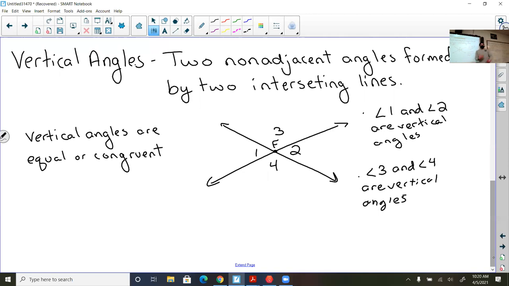So if I wanted to form some sort of relationship and I knew that angle one was 30 and angle two was negative 52x plus 75, and I said, what is angle two equal? No math involved. If one is 30 degrees, then two must also be 30 degrees because they are vertical angles.